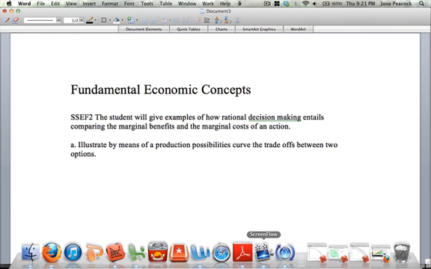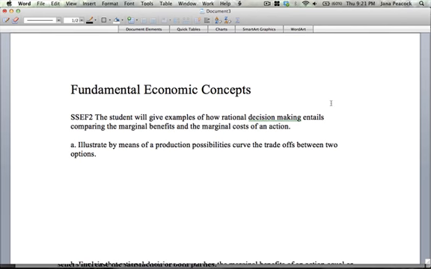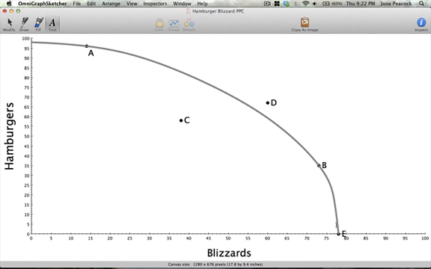So let's take a look at this animal called the production possibilities curve. And it looks a little bit like this. So here's a production possibilities curve for hamburgers and blizzards. In case you didn't notice, the DQ is quite popular in my town.